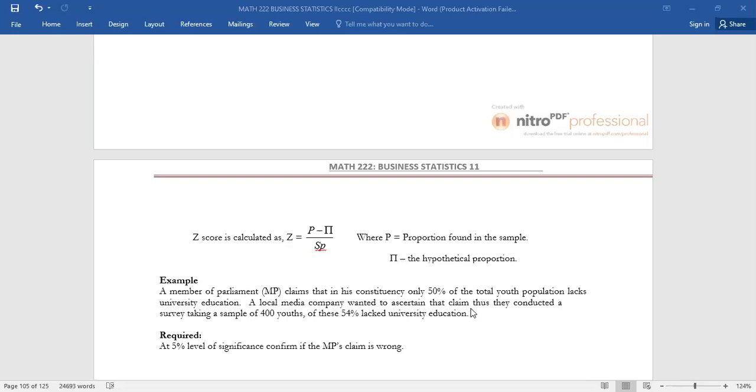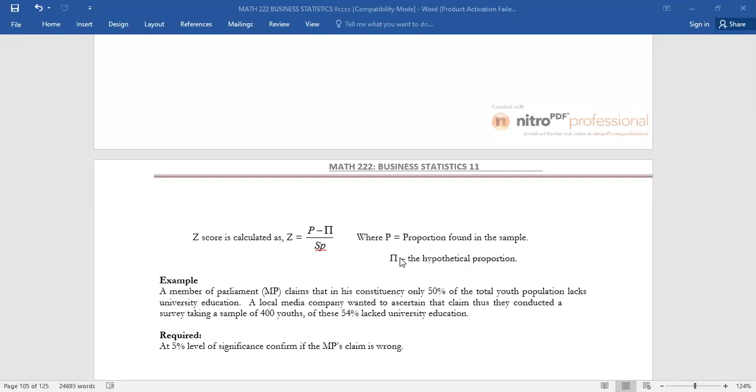You just need to identify what is what. So from the example, you can easily tell that it's a two-tailed test because we are having a hypothetical proportion that depicts that hypothetically, we are saying that 50% of all the youth in the constituency lack university education, isn't it? So our alternative hypothesis will be 50% of the youth do not have university education. So while equalizing, we are talking of pi is equal to 50%, and pi is not equal to 50%.